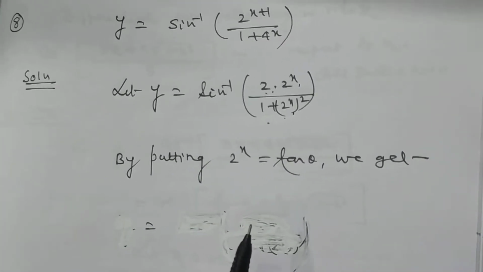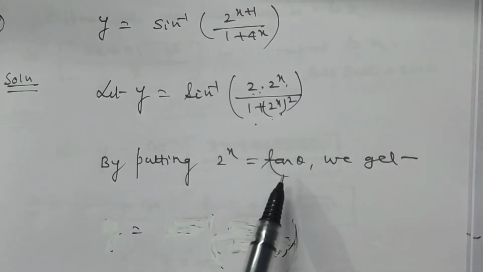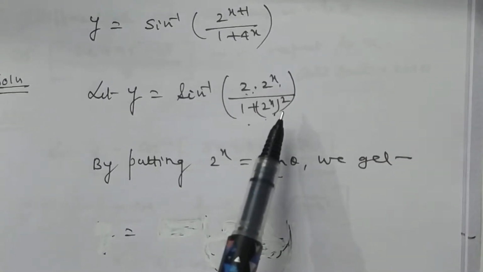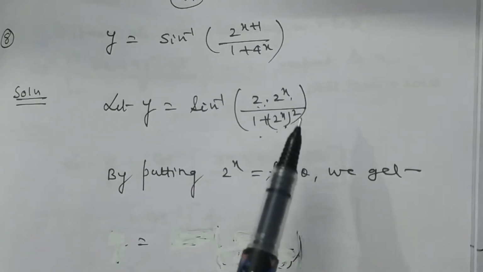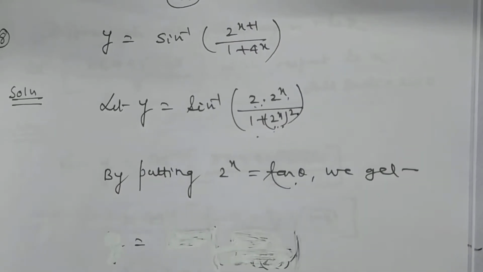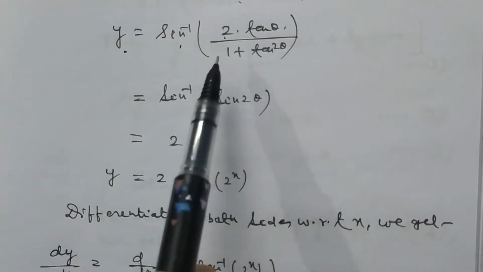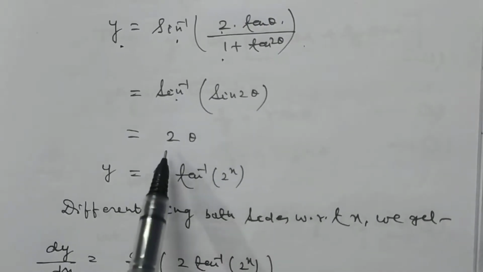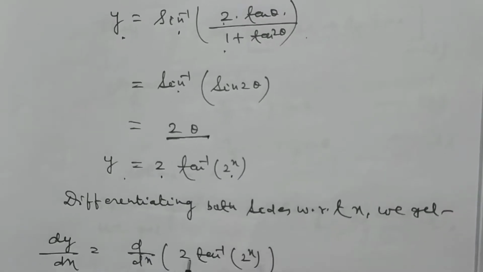So my dear students, now we put 2 to the power x is equal to tan theta, so the whole expression will be in the form of sine 2 theta. That's why we put 2 to the power x equal to tan theta, and (2 to the power x) whole square is equal to tan square theta. So what do you observe? y is equal to sine inverse of 2 tan theta over 1 plus tan square theta, that is sine inverse sine 2 theta, which is equal to 2 theta. And y is equal to 2 tan inverse 2 to the power x.